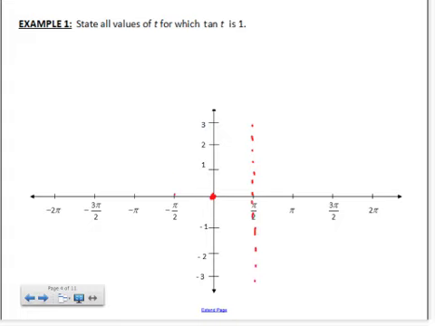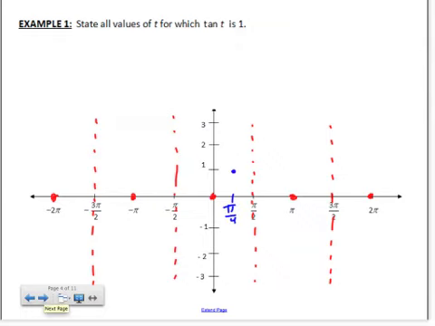Okay, 0 at the origin. Undefined at pi over 2 and negative pi over 2. So you can see we can plot our zeros. They're pi units away from each other. Our vertical asymptotes are pi units away. And tangent of pi over 4 is 1, and tangent of negative pi over 4 is negative 1. And that gives you your first sequence, and now you have everything you need to sketch our graph.